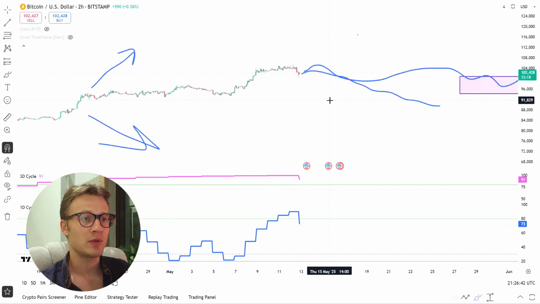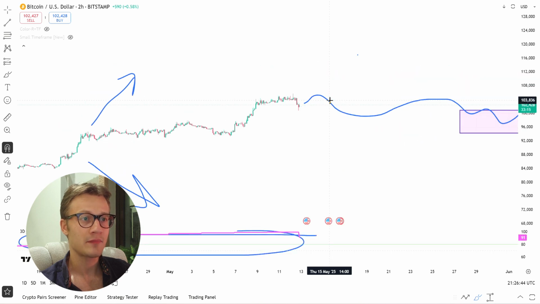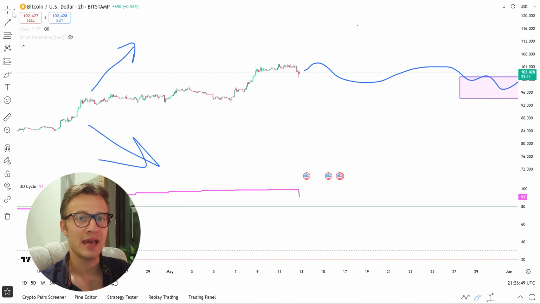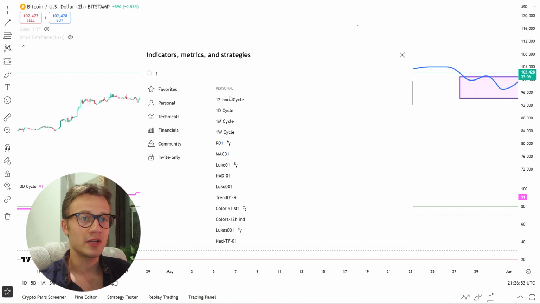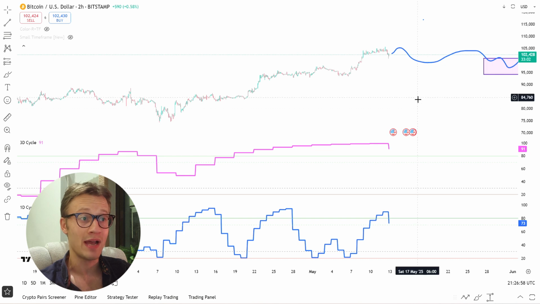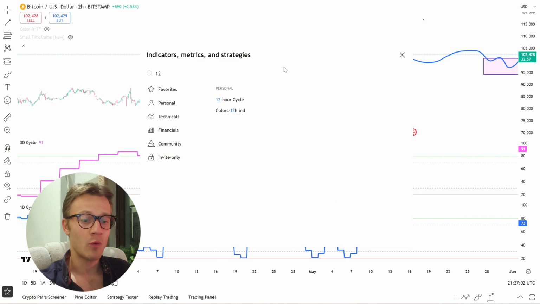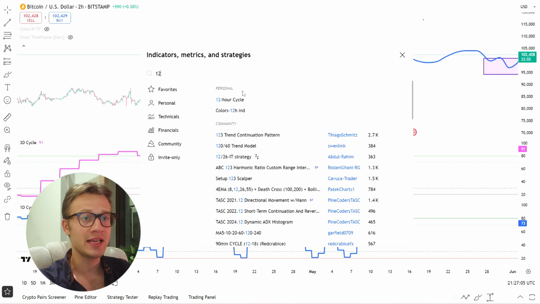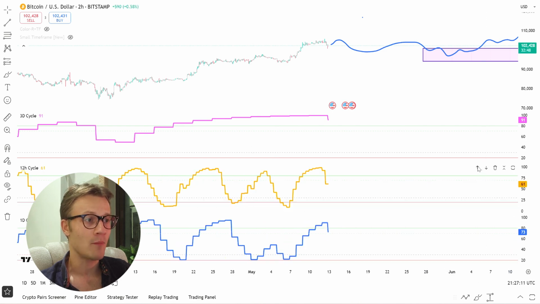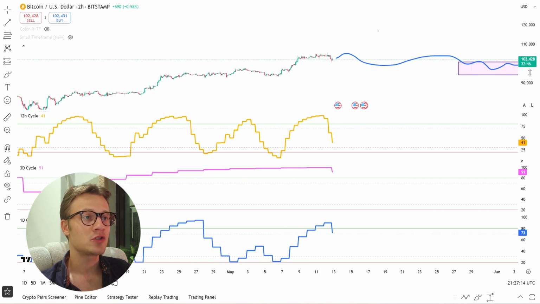Let me just delete everything I painted, because I want to have this blue line, which is basically my prediction, always on the chart, and be able to compare and see whether this is really going to happen or not. You already know the 1-day and 3-day cycle indicators, so we're not going to spend too much time with them. Now, what I want to add into the chart is the 12-hour cycle indicator, which is very similar to the 1-day cycle indicator. However, I prefer the 12-hourly cycle. Let me put it at the top, because it reacts quicker to the price movements.